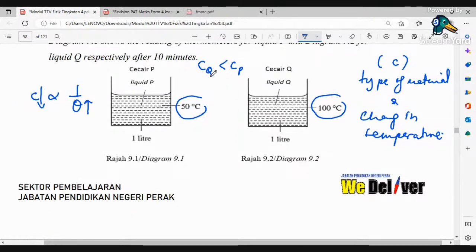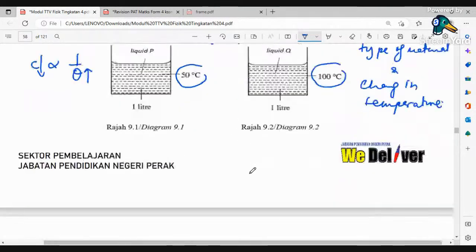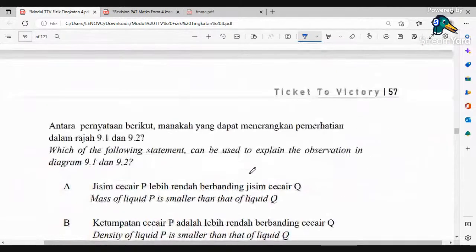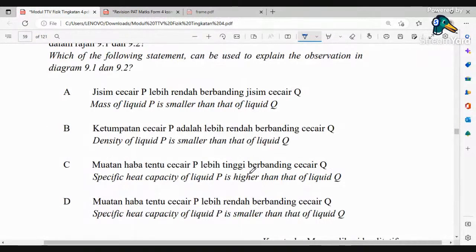Okay, you have already done this one. We go back to here. Mass of P is smaller. Sudah mention identical, so ini salah. Identical maksudnya same mass. Jadi, density of P is smaller than Q.